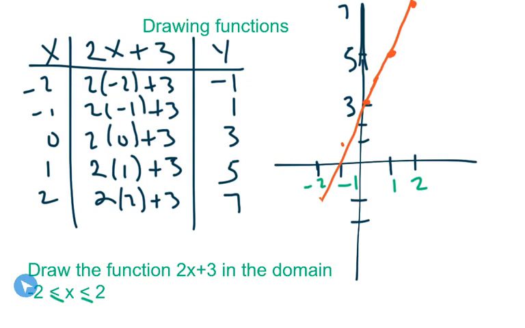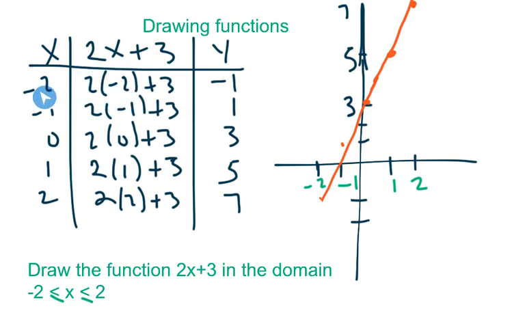Now, you'll be asked to draw the function, for example, 2x plus 3 in the domain minus 2 is less than or equal to x, which is less than or equal to 2. So you do this by setting up an input-output function. There's your values for x, your inputs, minus 2 to 2. And here's your function, 2x plus 3.